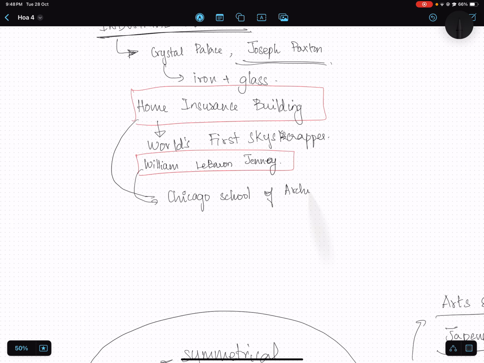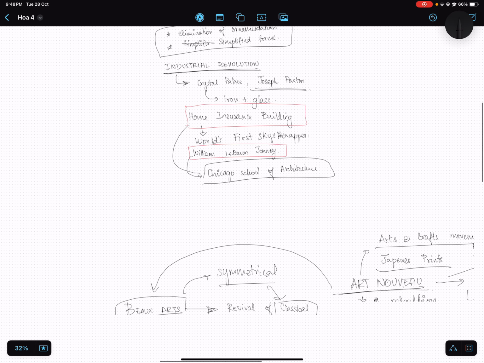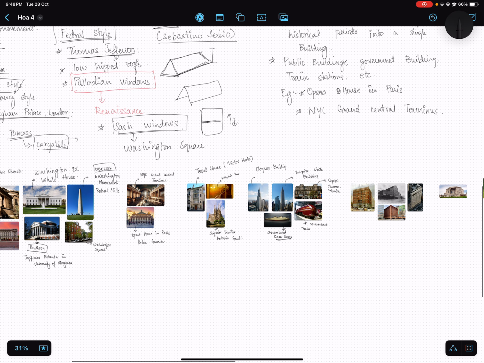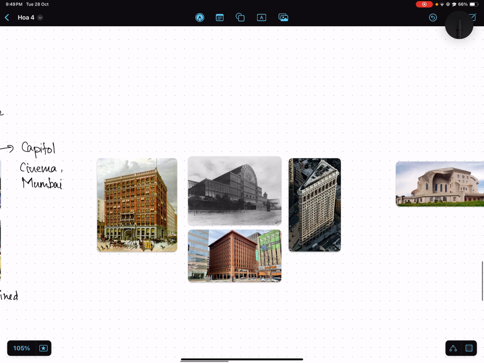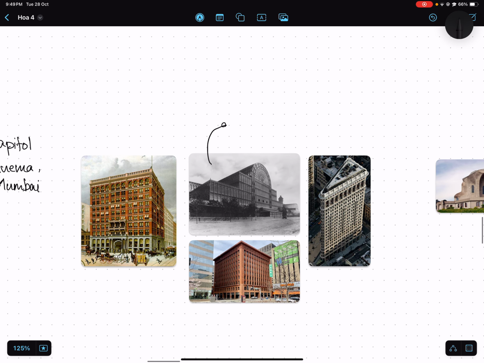This Chicago School of Architecture is a style that was found in most of the skyscrapers that were built. So if you see, yeah, this is our Crystal Palace by Joseph Paxton, and this is your Home Insurance Building.